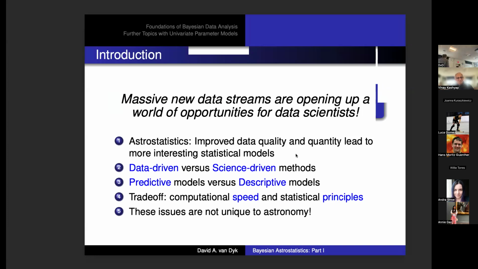Okay, so where to start? I'm going to be talking about Bayesian statistical methods, and I want to place that a little bit in the context of how people think about data analysis in 2025. So I say up there, massive new data streams are opening up a world of opportunities for data scientists. Generally speaking, that's certainly true of people working on data in astronomy. Improved data quality and quantity is leading to more interesting statistical models.